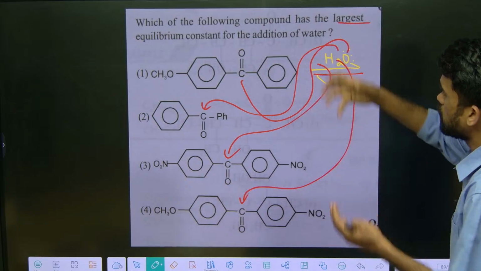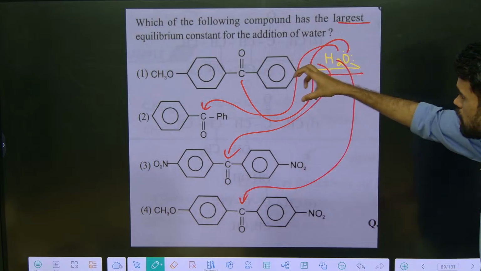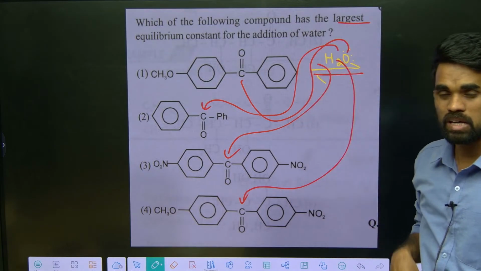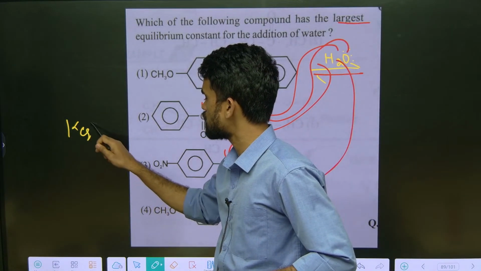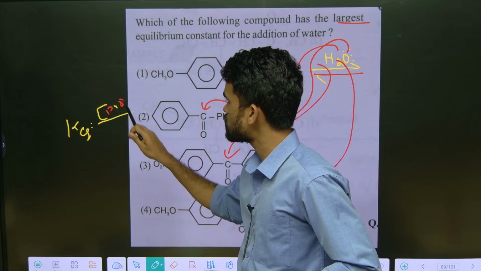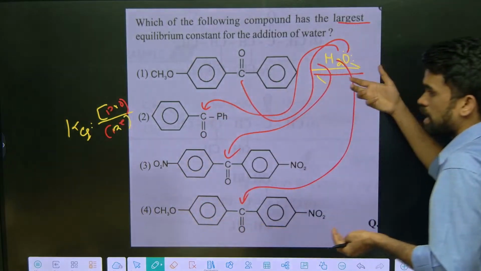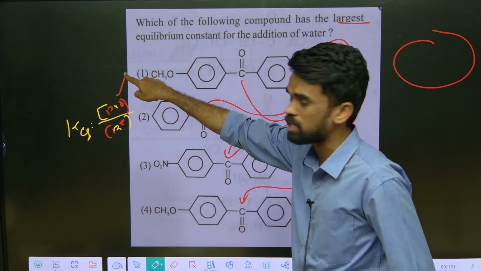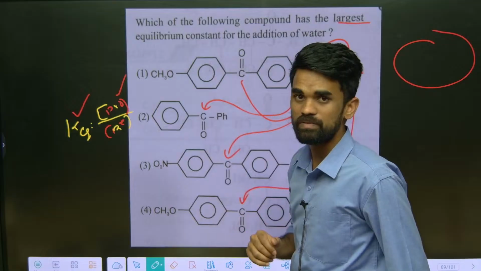It means this equilibrium should move forward. The one which has greater forward reaction has greater equilibrium constant, because what is the equilibrium constant formula? The equilibrium constant is a ratio of the concentration of products to the concentration of reactants. If the equilibrium is moving forward, it will have a greater numerator value, the product concentration, so the equilibrium constant value is also greater.